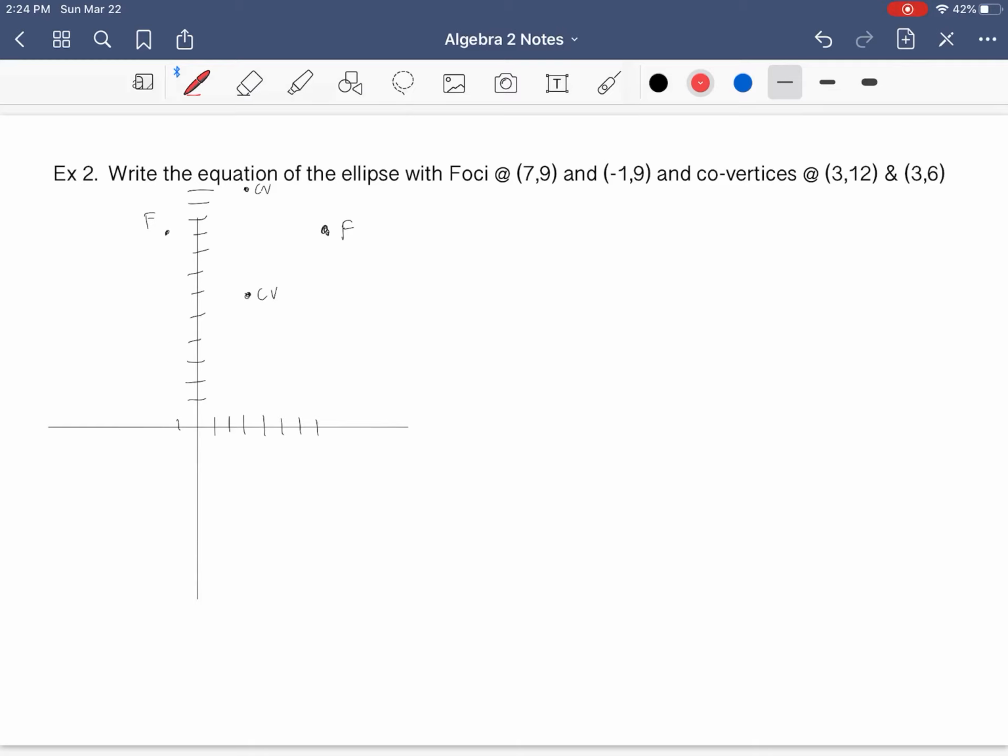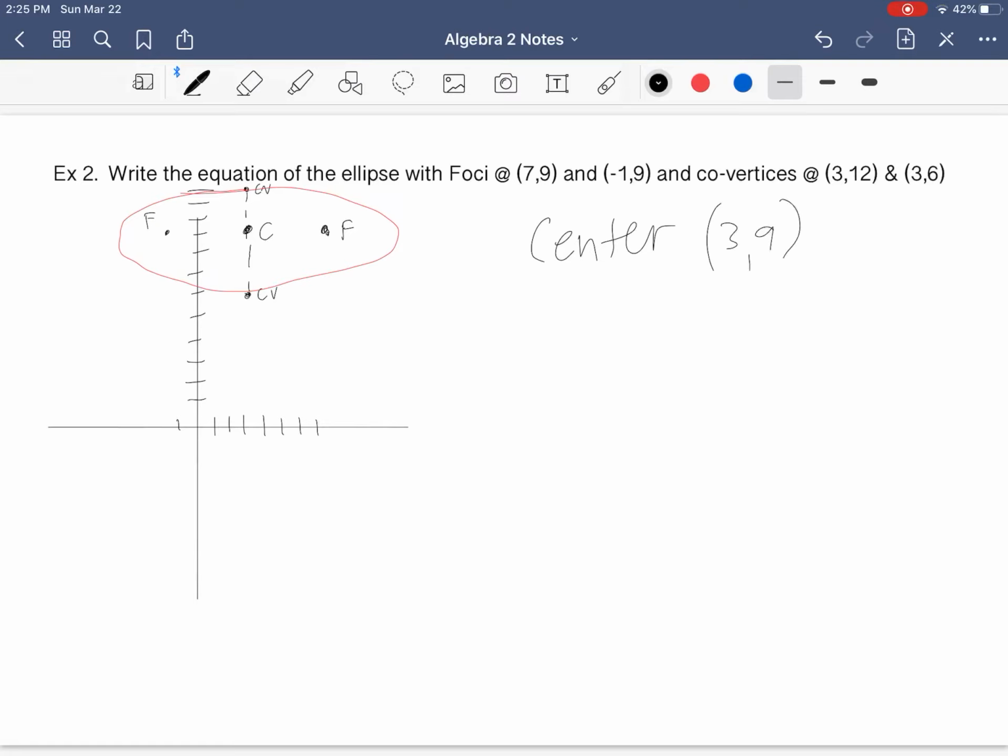So this is an ellipse that is going to be drawn horizontally, with our foci, of course, going left to right. So we need to find our center. Then we need to find our direction, and then the a and b values. So our center is going to be halfway between the co-vertices. So if I have 6 to 12, halfway in between, we're going to be counting up 3. So let's see, 1, 2, 3. So the point for our center is going to be at the point (3, 9).